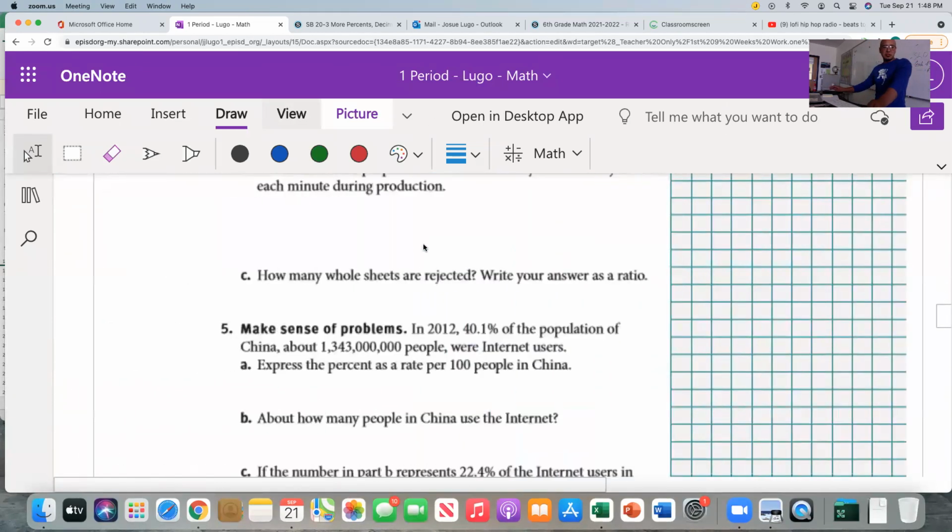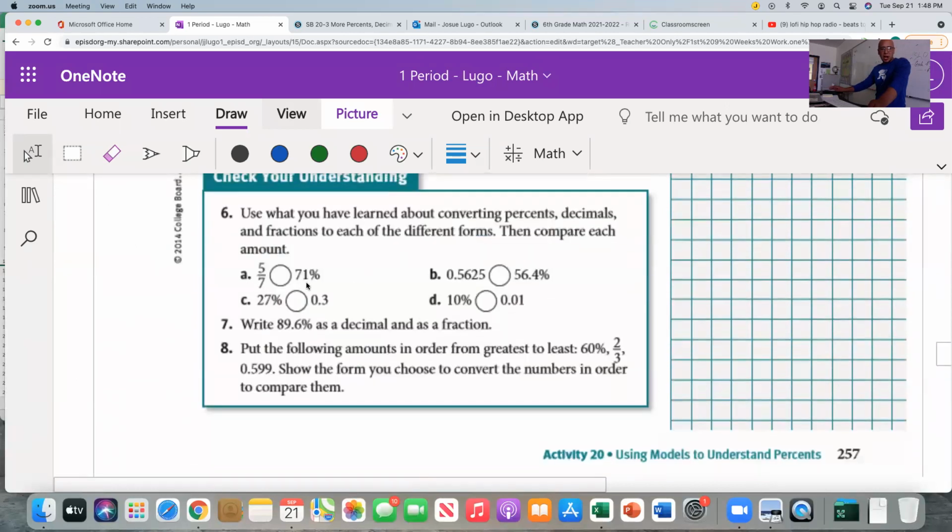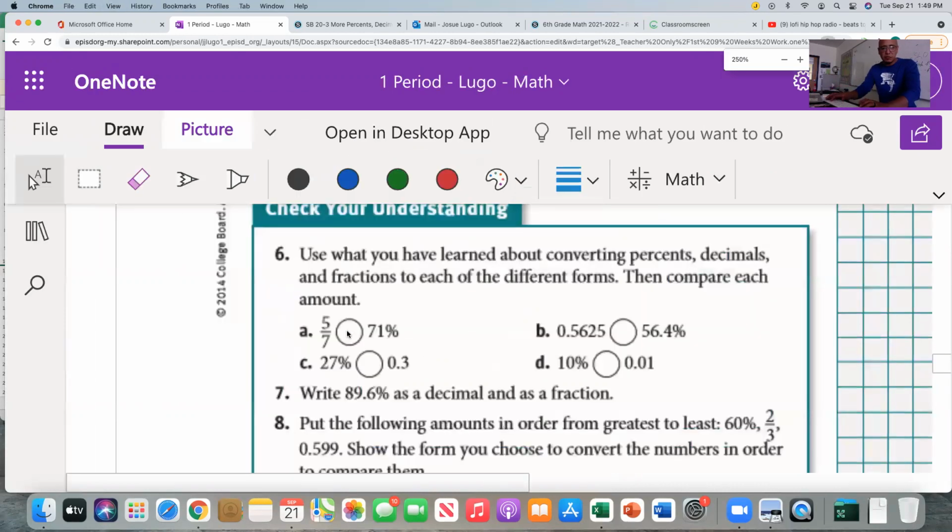All right, let's go down to number 6, where we're comparing fractions, decimals, and percents. Ladies and gentlemen, you can compare fractions, decimals, and percents as long as they're in the same form. For example, here I have 5/7 and 71%. I can easily compare 71% and 5/7 if I make 71% into a fraction by simply putting it over 100. So this is the same thing as 71 over 100.